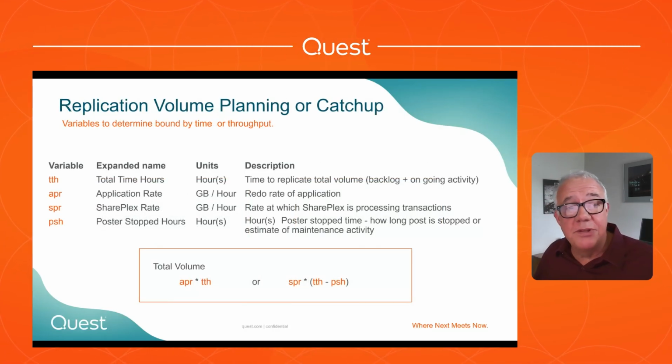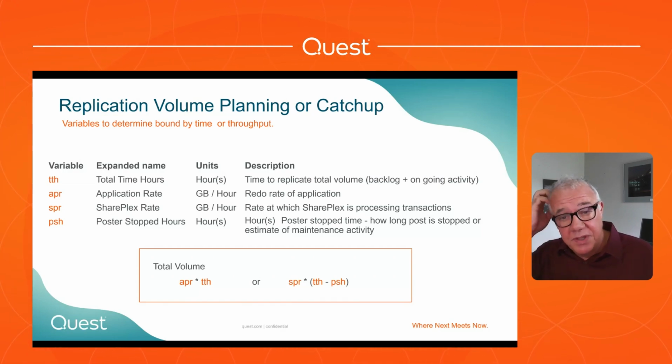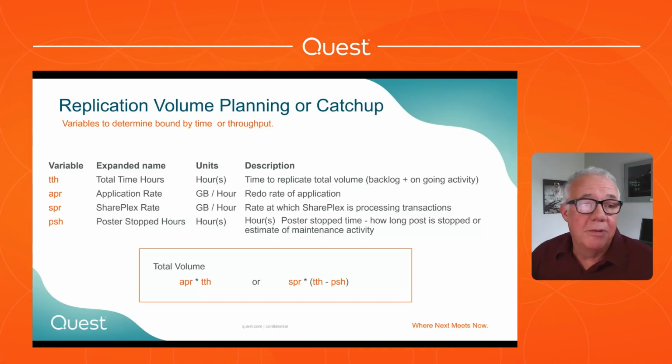Now, these are the variables. What's my total time? And that includes my ongoing activity as well as working through my backlog. That's my total time in hours.